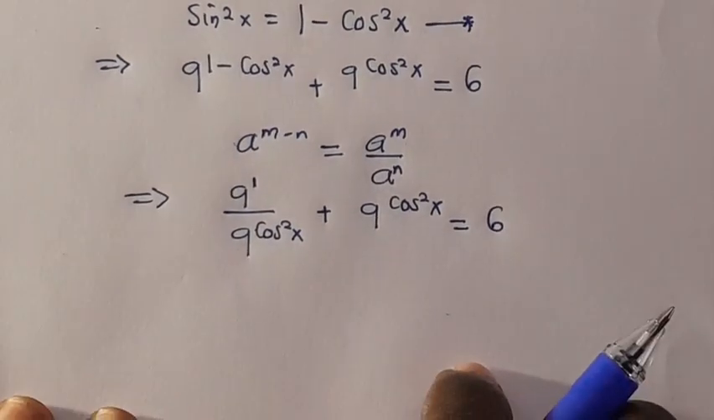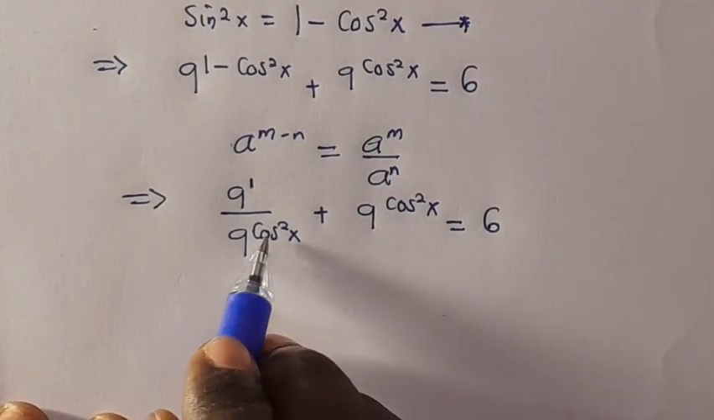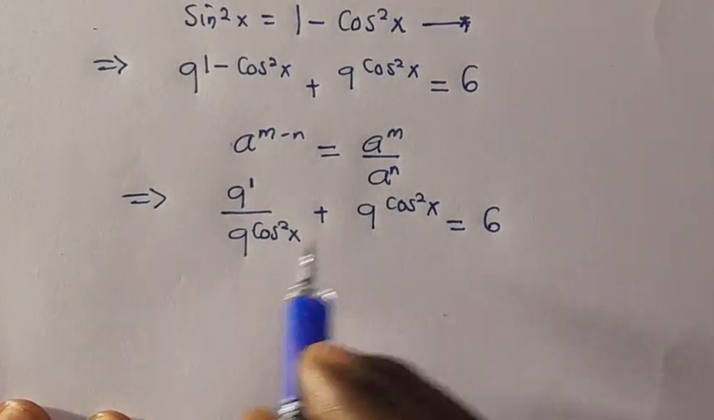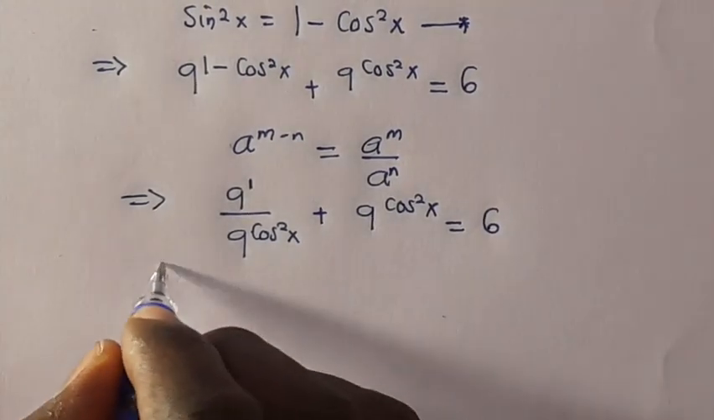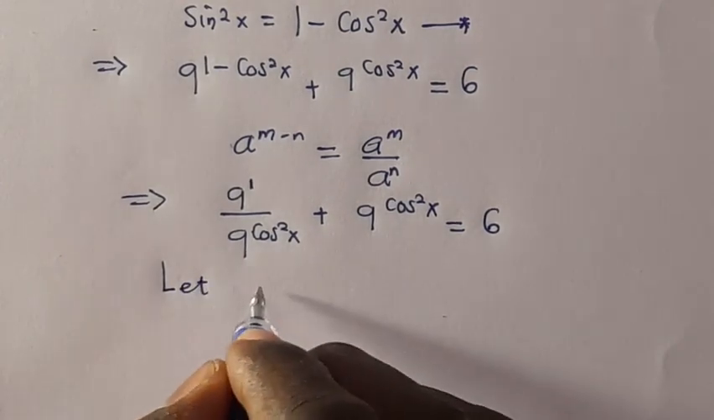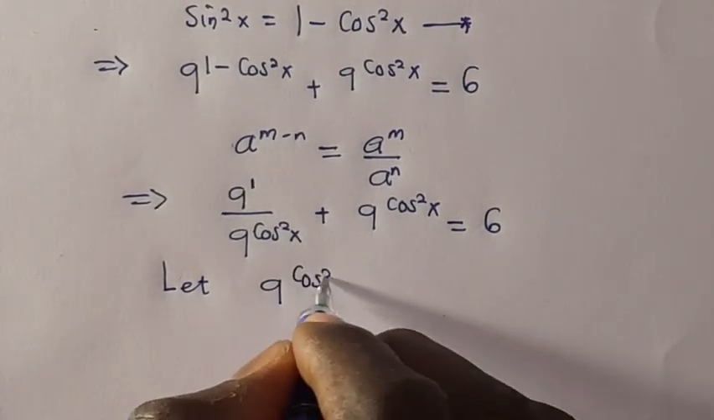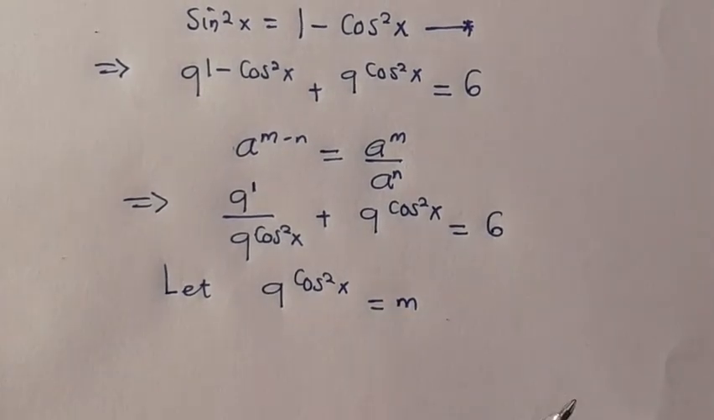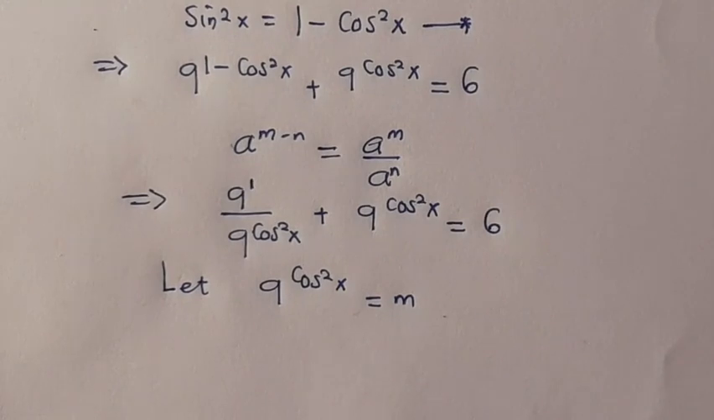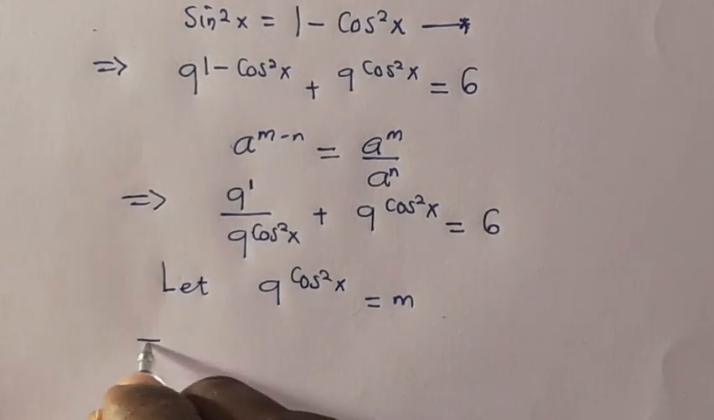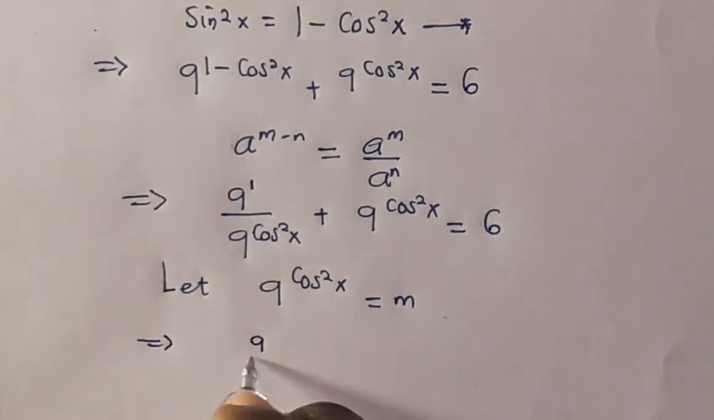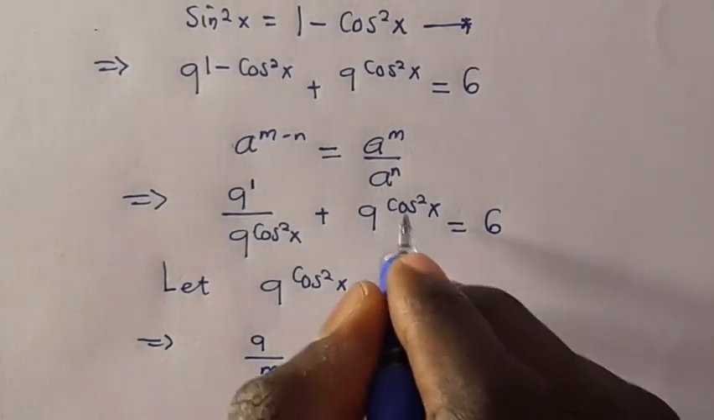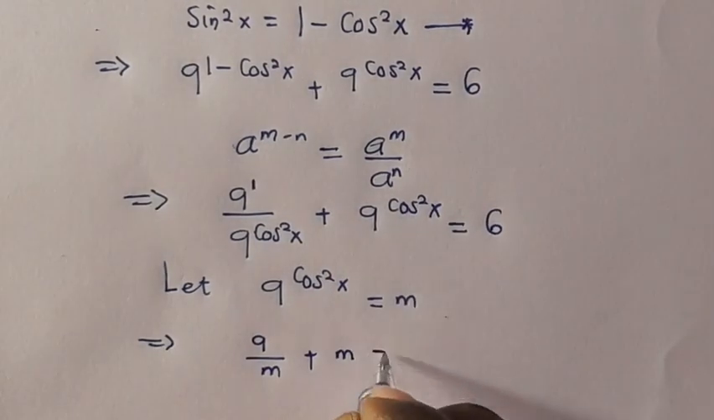And so therefore guys, we have 9 raised to power cos square x here, which is in common. So we can let 9 raised to power cos square x equal m. If 9 raised to power cos square x equals m, then we are going to have 9 divided by m plus m, and we have everything equal to 6.